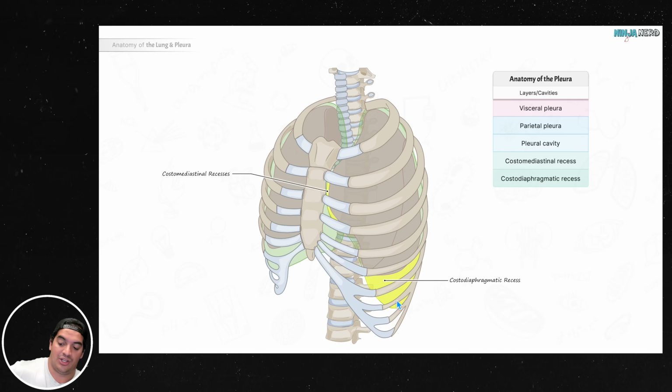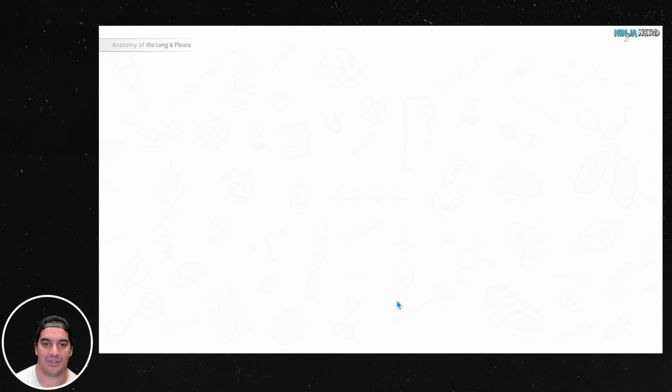And what happens is, when you get a chest x-ray, it blunts that costodiaphragmatic angle, and you lose that beautiful angle that we'll talk about when we do the radiology series.